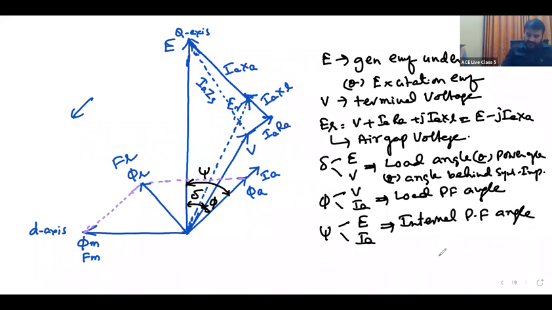The angle between these two is delta. This is 90 degrees, and the angle between this and this is also 90 degrees. ER is perpendicular to phi R. E lags phi M by 90 degrees. Similarly, ER lags phi R by 90 degrees. Okay, this is a phasor diagram.